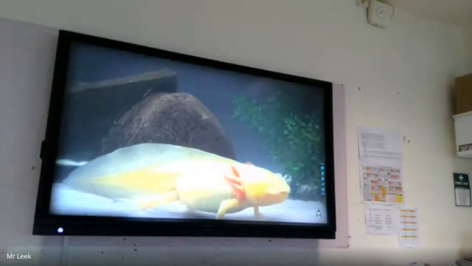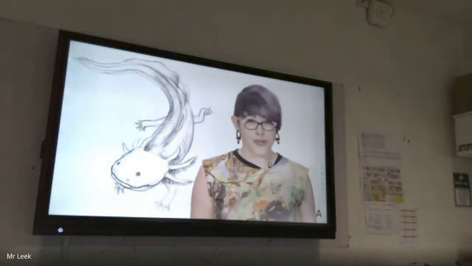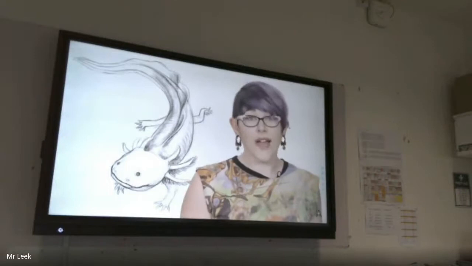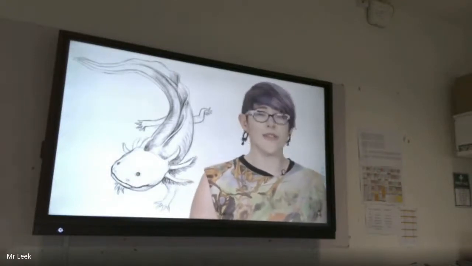Axolotls can get pretty big, measuring around a foot or 30 centimeters long, fully grown, and they have long lives, around 15 years in the wild. But probably the most interesting thing about them is their intense ability to regenerate. Many amphibians do have the ability to regenerate, but axolotls blow the competition out of the water.